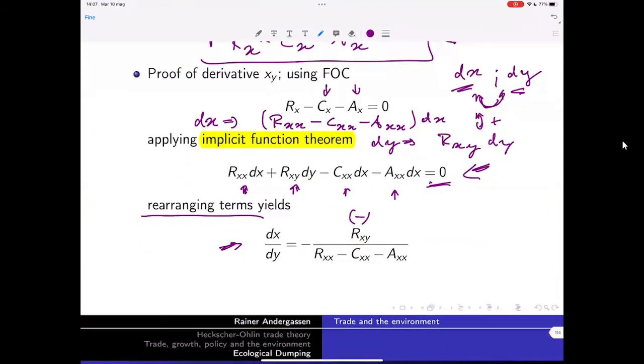And then this term here is also negative. This is negative because of concavity, or put differently, this is positive, this is positive. This is negative, but here I have a negative sign in front, so everything is negative. So negative over negative becomes positive, with a negative sign in front, tells me that this is negative.